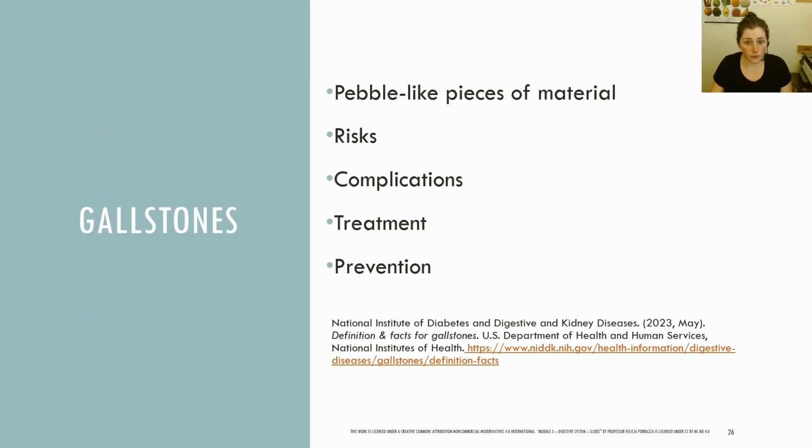Next up are gallstones. Gallstones are hard, pebble-like pieces of material, usually made of cholesterol or bilirubin, that form in the gallbladder. Gallstones can range in size from a grain of sand to a golf ball. The gallbladder can make one large gallstone, hundreds of tiny stones, or both small and large stones. When gallstones block the bile ducts of the biliary tract, the gallstones can cause sudden pain in the upper right abdomen. This pain is called a gallbladder attack or biliary colic.